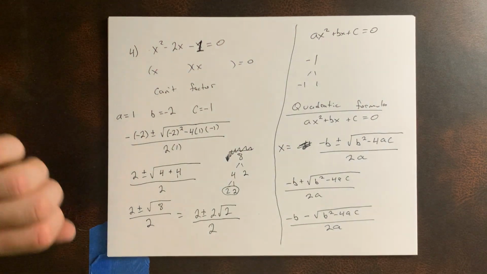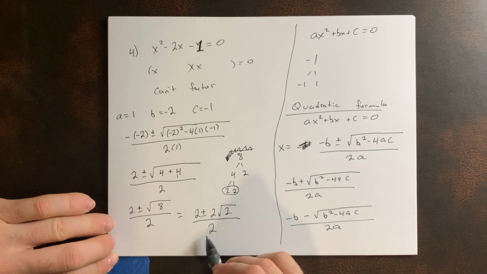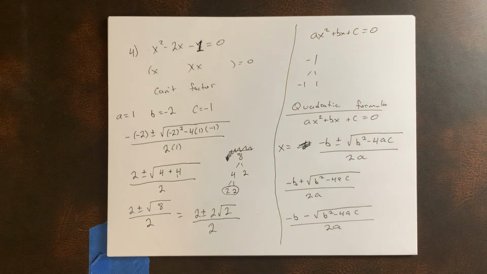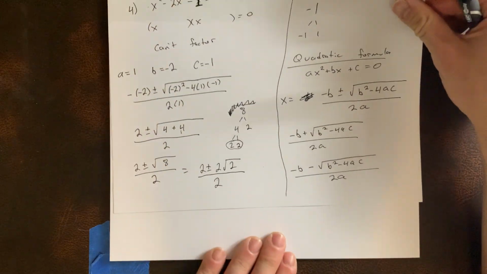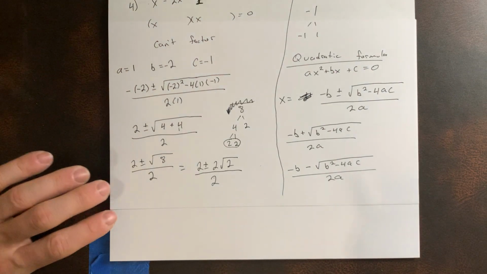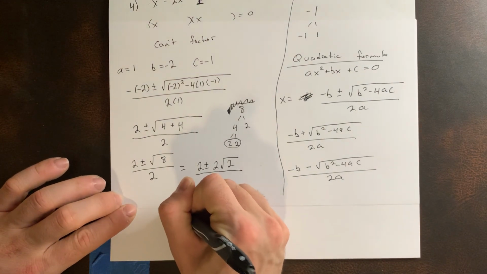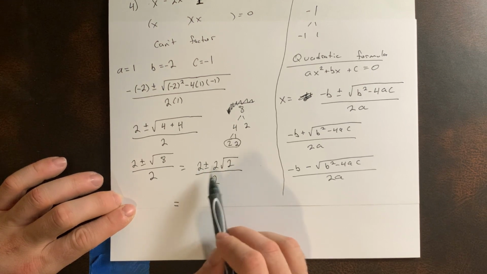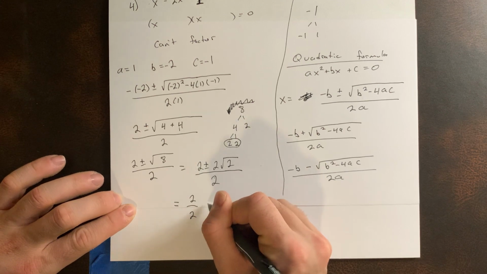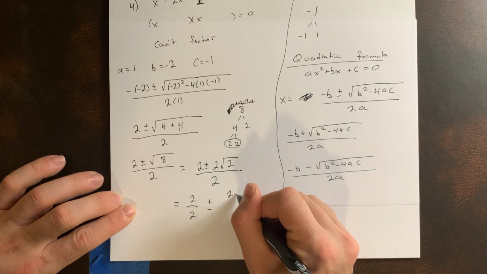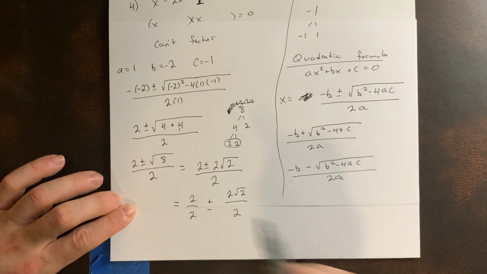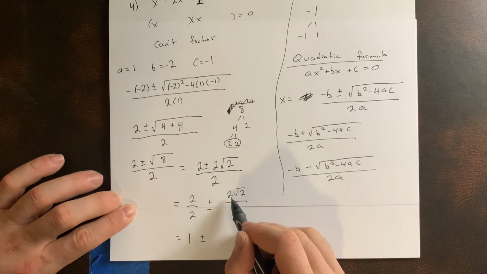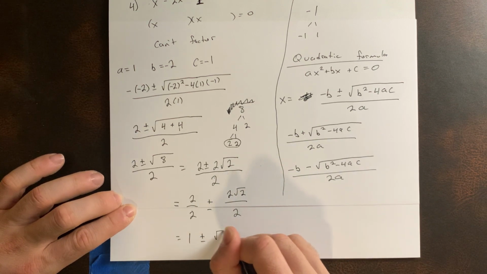The last thing to do to simplify this is, since we have a 2 here, a 2 here, and a 2 here, we can cross them out. Actually, let's show those steps. This is just a fraction: 2 plus or minus this number, divided by this. We can break this fraction up as 2 divided by 2 plus or minus 2 root 2 divided by 2. This 2 over 2 just equals 1. So we have 1 plus or minus, and these 2s cancel, so we just have root 2.